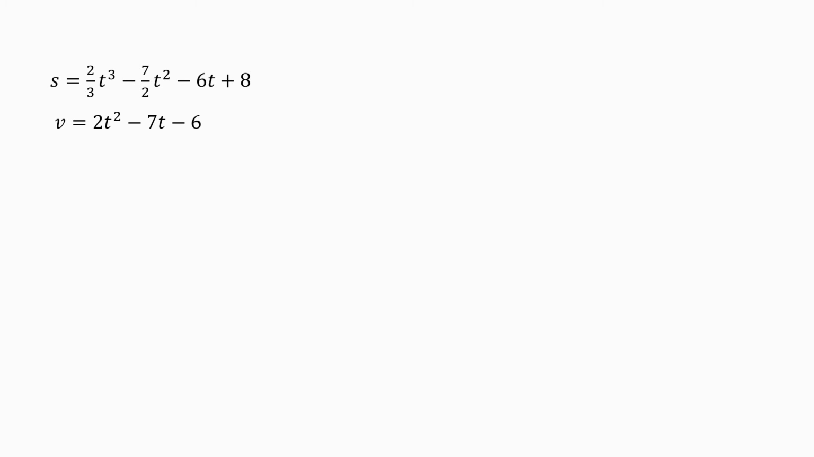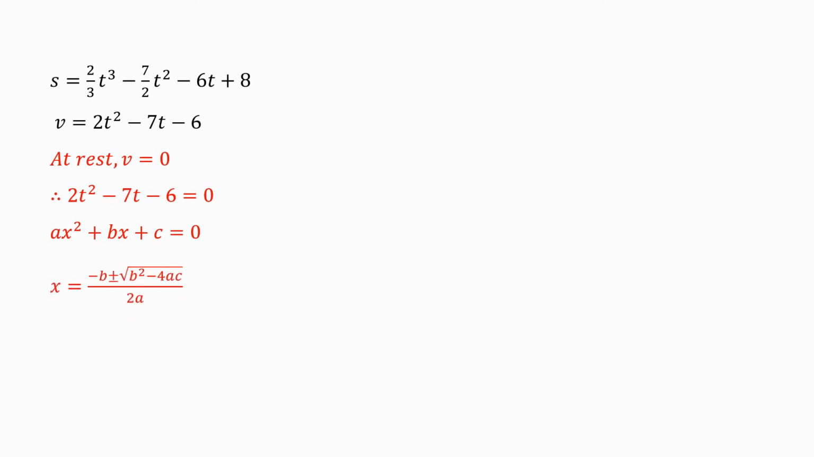And at rest, since the particle is not moving, velocity equals 0. So that means our velocity function will be equated to 0. So 2t squared minus 7t minus 6 equals 0, forming a quadratic equation. And since we can't solve it by factorization, we need to use the quadratic formula. If you have a quadratic equation ax squared plus bx plus c equals 0, the formula to obtain x is minus b plus or minus the root of b squared minus 4ac, over 2a.